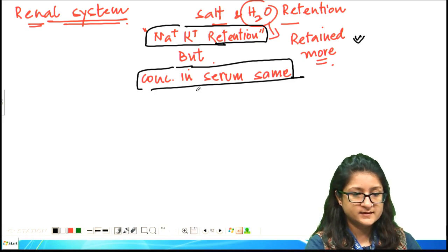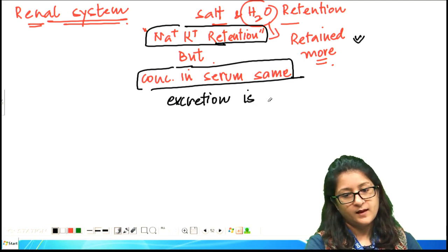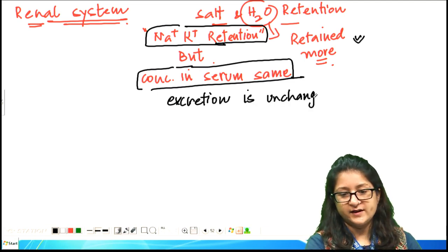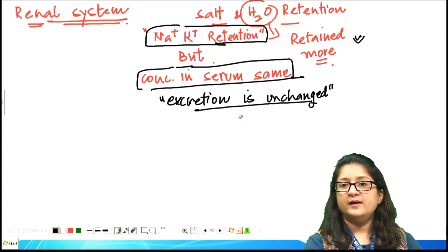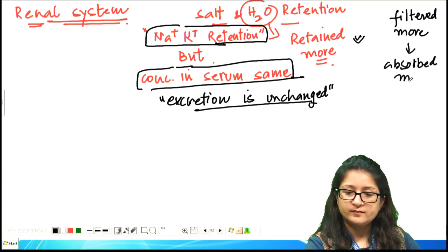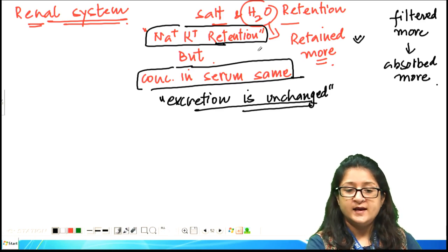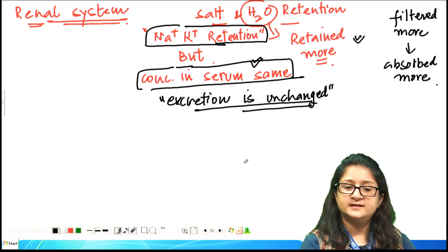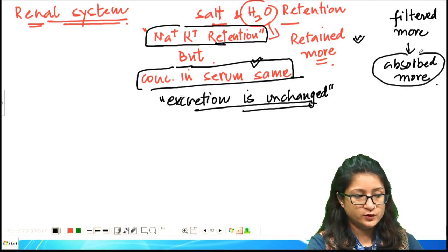Another important thing is that their excretion is unchanged, okay? What do I mean by that? By that I mean the ions are filtered more and they are absorbed more. So in a nutshell, their excretion remains unchanged, their concentration in serum remains the same, but they are absorbed more, they are retained more in absolute numbers.